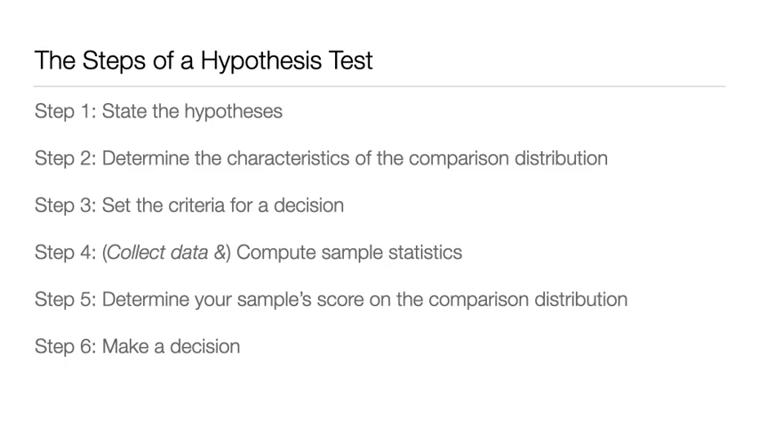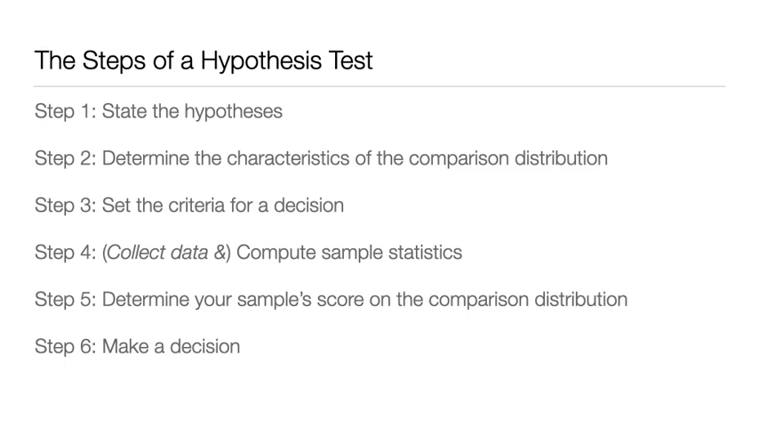So, as a reminder, our steps for the hypothesis test. The first thing that we're going to do is state our hypotheses. This is both our research and our null hypothesis, and we're going to state those with the populations in mind. We're going to figure out what we are comparing it to, right? We have this sample. We're going to collect this sample data. What are we comparing it to? That's step 2. What are those characteristics of the comparison distribution?